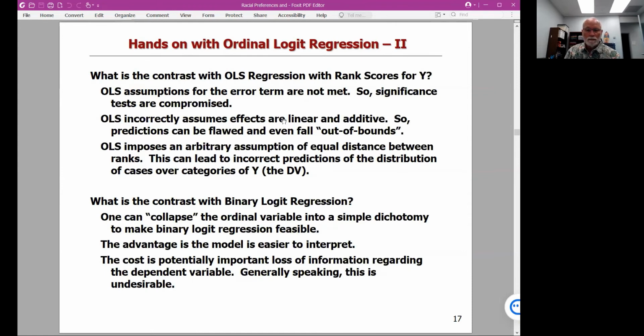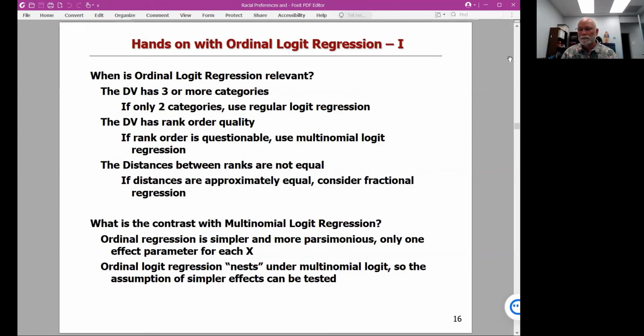Dr. Fossett? Sure. What do you mean by distances? Like, how is it that they cannot be equal?